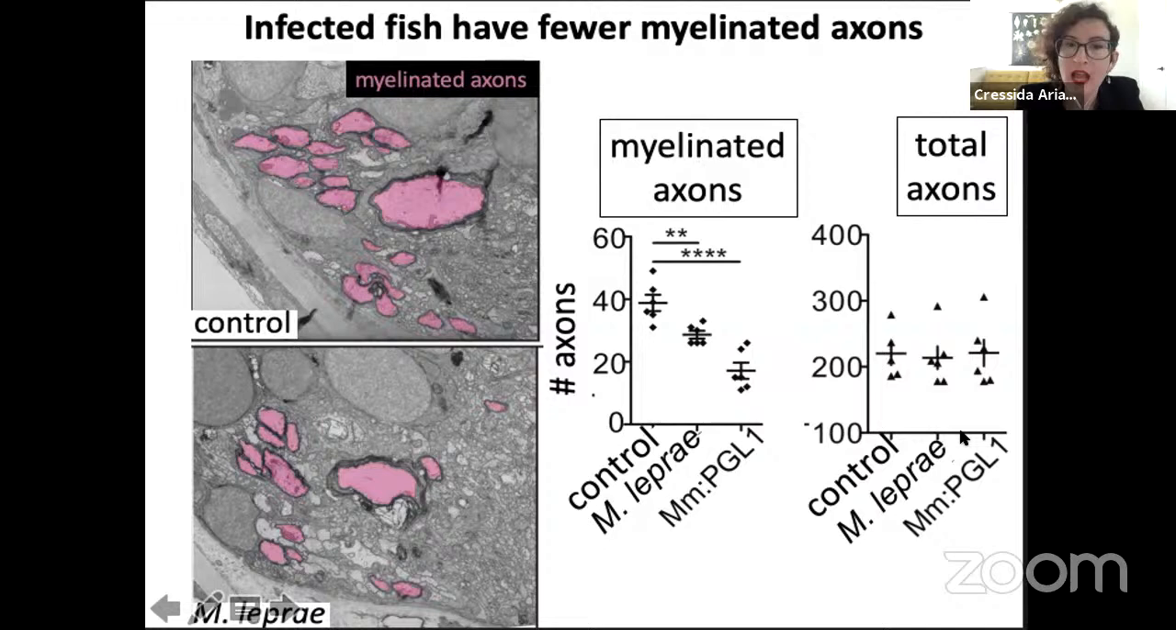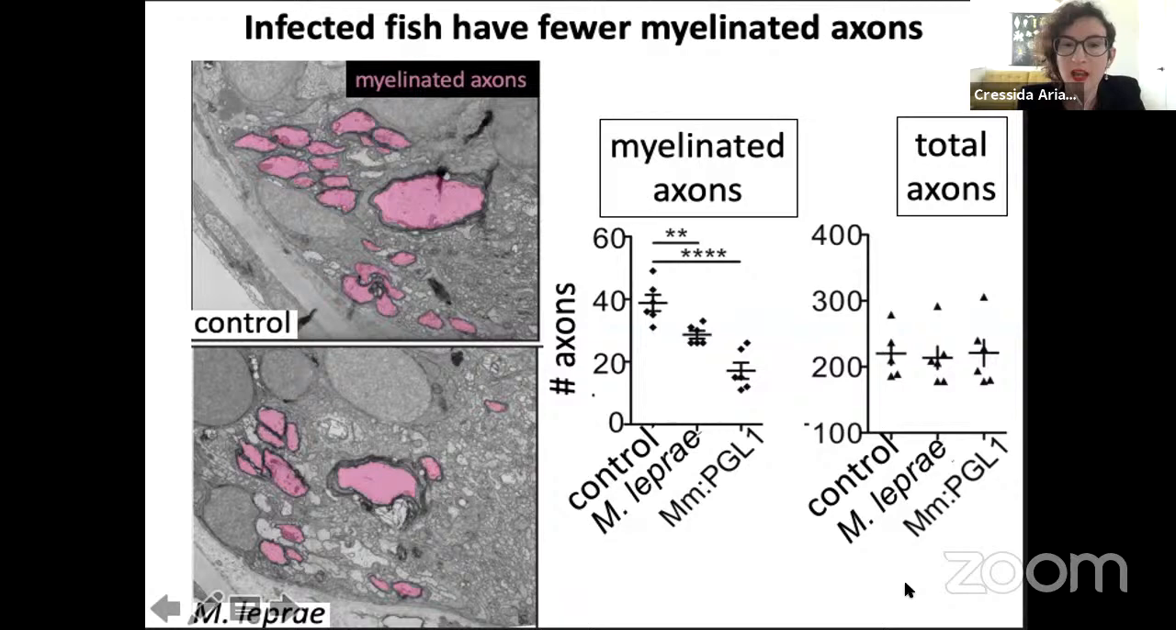However, the total number of axons did not change in these animals. Whether they got PBS or mycobacteria, it's the same number of axons. Only the number of myelinated axons went down. So that was fantastic, and this suggests that demyelination occurs in the fish in response to M. leprae or in response to recombinant bacteria that express PGL1. So that was very satisfying.